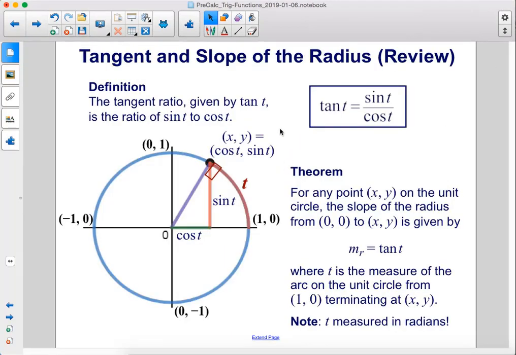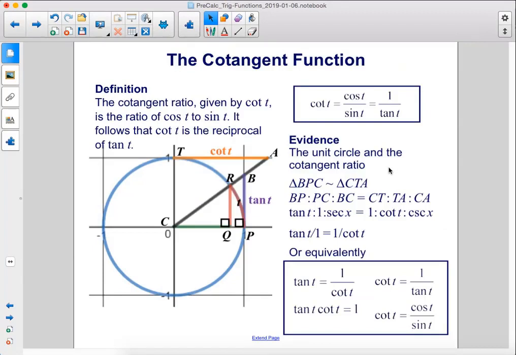The tangent ratio given by tan t is the ratio of sine t to cosine t. Tan t equals sine t over cosine t. For any point (x, y) on the unit circle, the slope of the radius from (0, 0) to (x, y) is given by m sub r, which equals tan t, where t is the measure of the arc on the unit circle from (1, 0), terminating at (x, y). Note t is measured in radians. The cotangent ratio given by cotangent t is the ratio of cosine t to sine t. It follows that cotangent t is the reciprocal of tan t. Cotangent t equals cosine t over sine t, which is equal to 1 over tangent t.